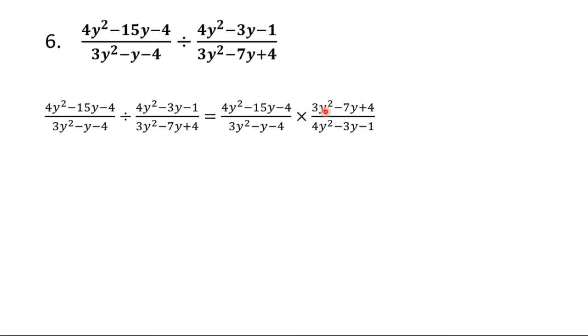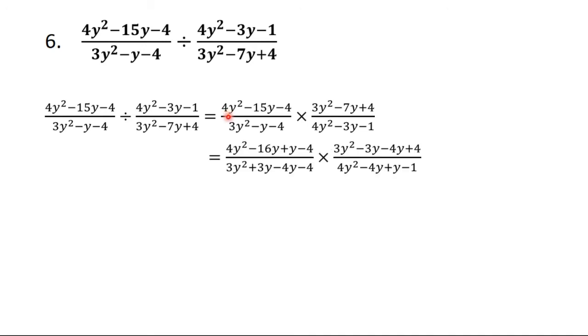Now the next step is to factorize. These are quadratic trinomials, so you factorize using the same principles as quadratic trinomials. You know that to do it for this, you multiply 4 by negative 4, and you are going to get negative 16. So we are looking for two numbers that when you multiply you get negative 16, when you add you get negative 15. Those two numbers will be negative 16 and 1. So you replace negative 15 with those two numbers, as you can see here.